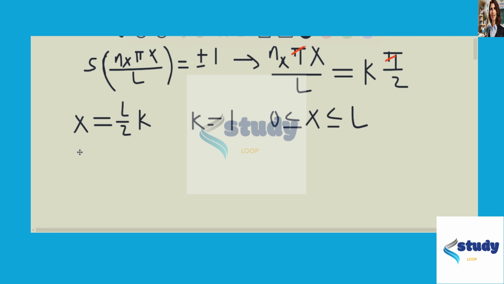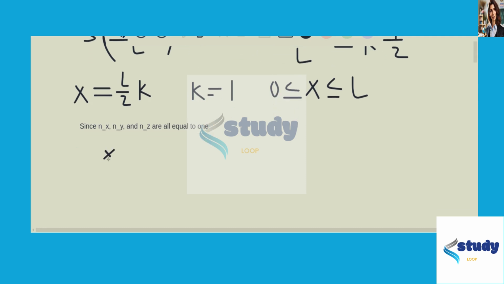But since n sub x, n sub y, and n sub z are all equal to 1, we know that x is equal to L over 2, y is equal to L over 2, and z is equal to L over 2. And that is our solution for part A.